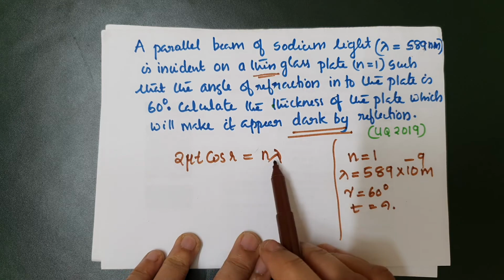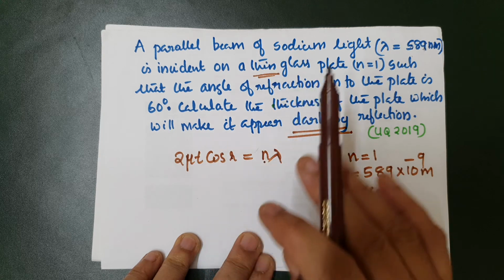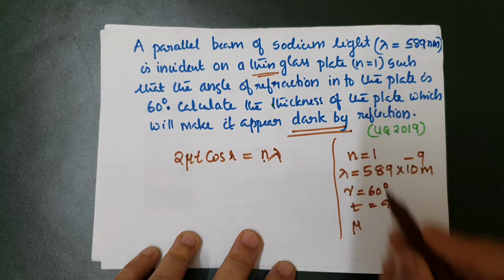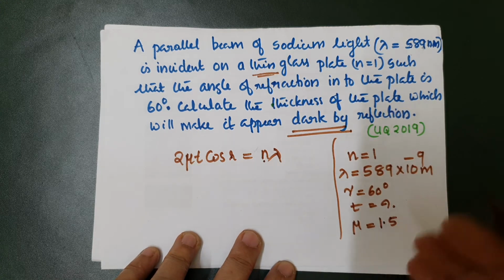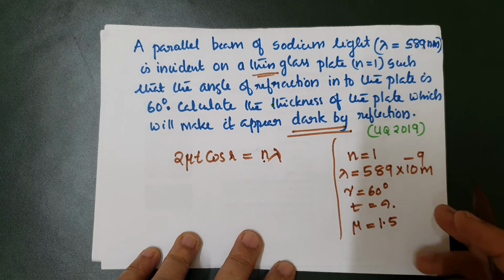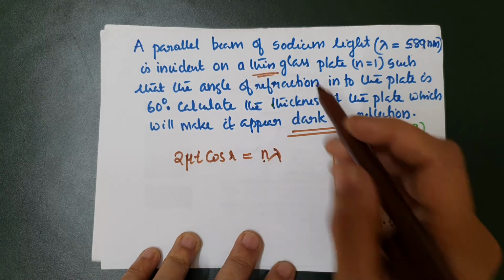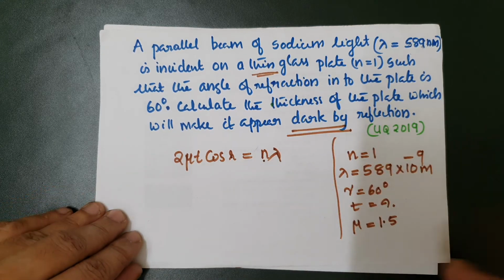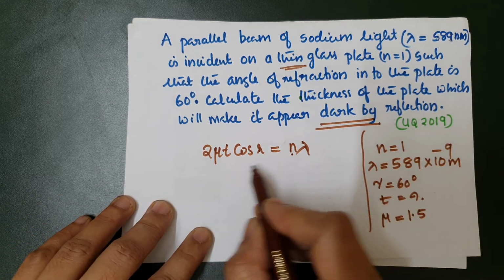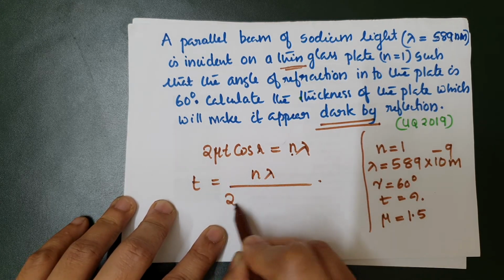Here lambda is given, n is given, r is given, but mu is not given. So this is a university question, so you can put the value of mu for glass as 1.5 or 1.6, because in this data the value of mu is not given. So for the glass you can put it as 1.5 or 1.6. So the final equation will be t is equal to n lambda divided by 2 mu cos r.